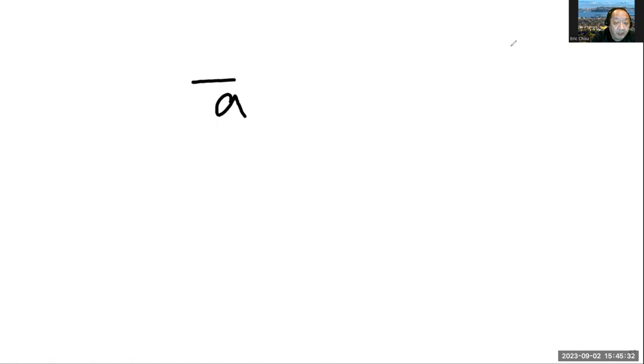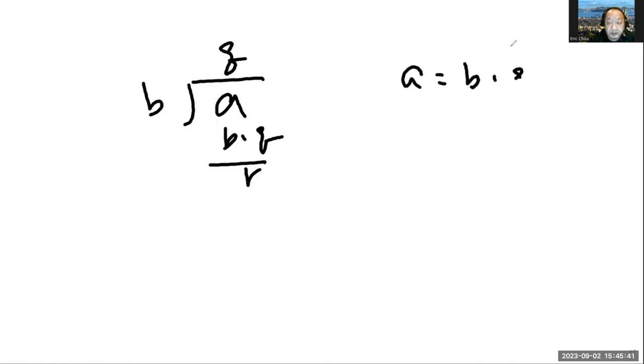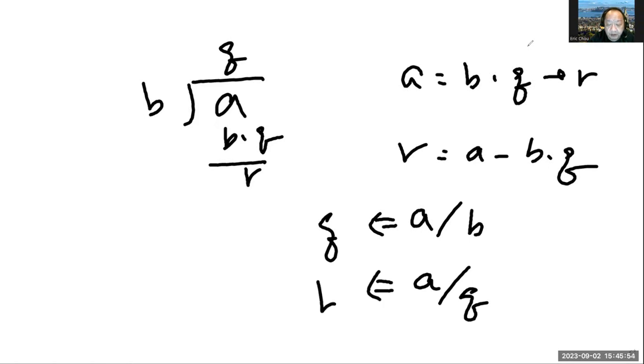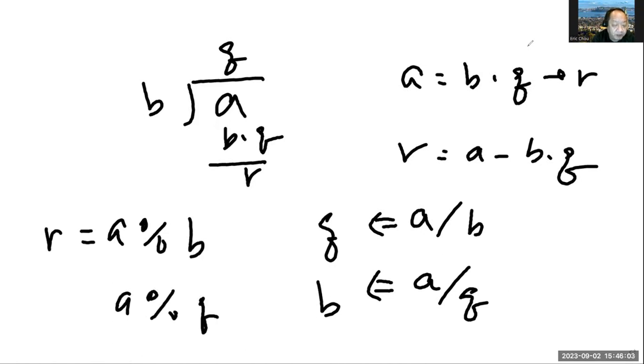So I have an A and a B. Here you have B times Q, remainder R. So A will be equal to B times Q plus R. R will be A minus B times Q. A divided by B will be equal to Q. A divided by Q will be equal to B. A take modular by B will be equal to R. A take modular by Q is also R.